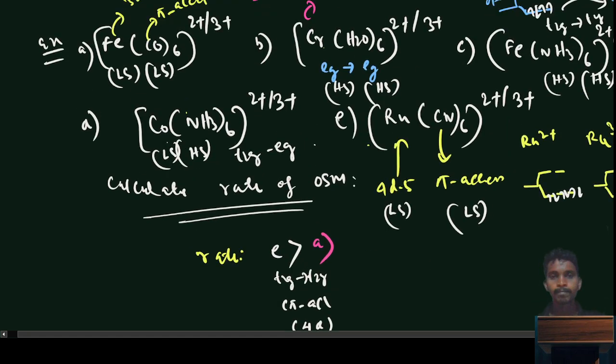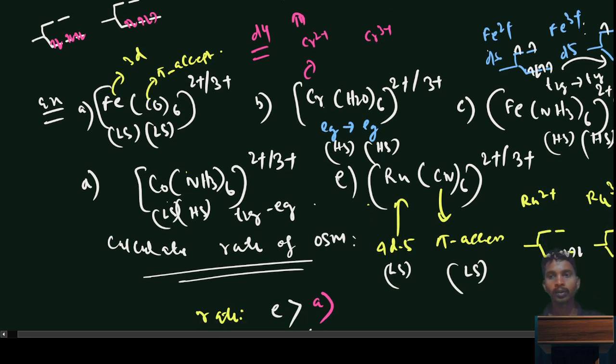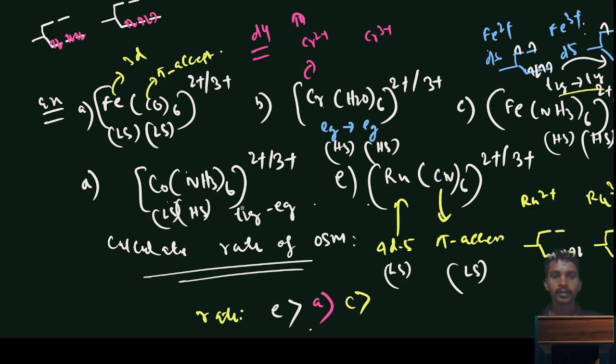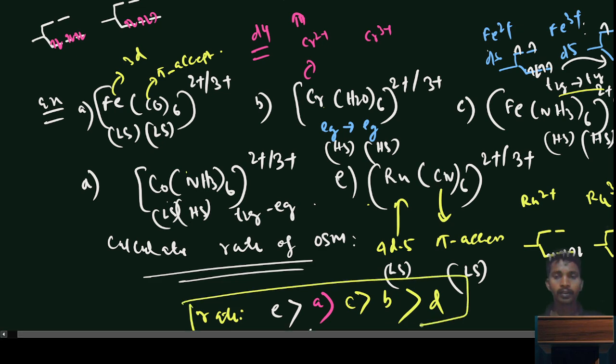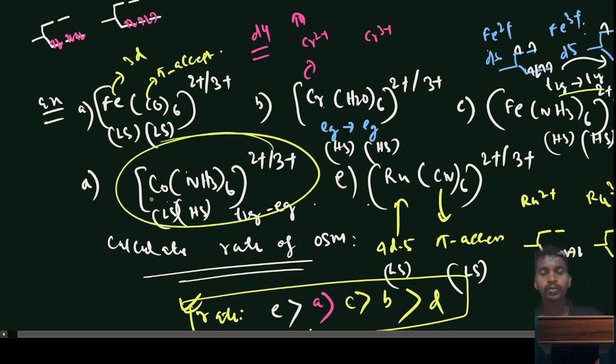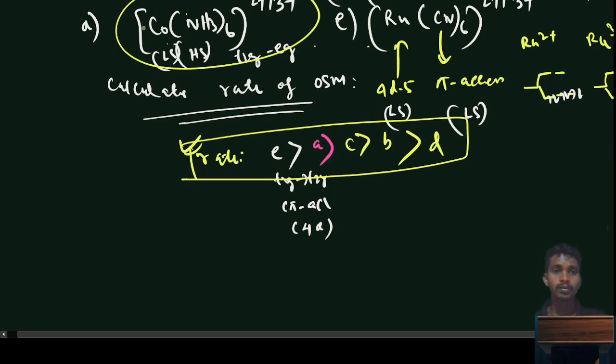A, then we will go for T2G to T2G. This comes, that is C. Then EAC, then we have B, then we have D. So this is the rate, and this is the slowest, because here the spin is also changing, and also the change in bond length, so both are changing, so this is the lowest.